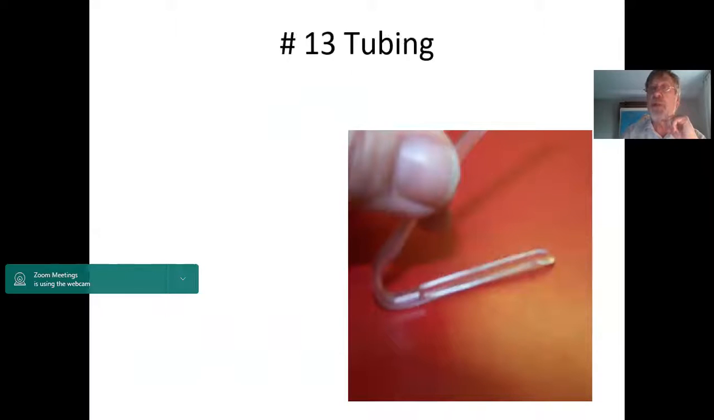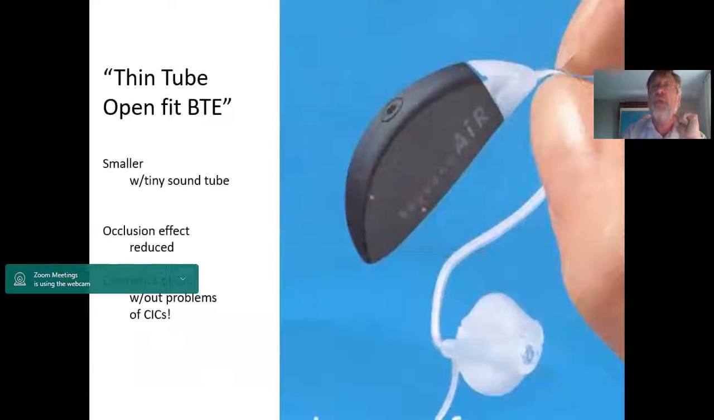Here's a picture of number 13 tubing. You will be learning how to replace number 13 tubing. But not many people are using number 13 tubing anymore, except people with the high power hearing aids that have a real severe loss. Most hearing aids today fall into this camp.